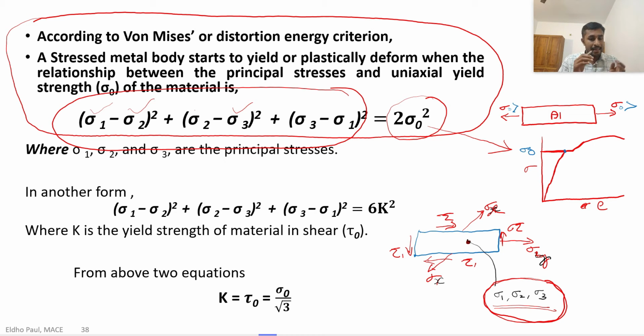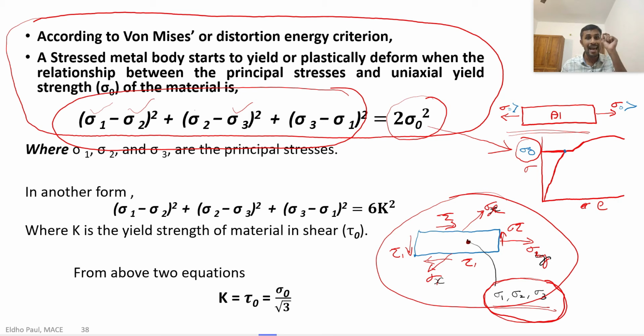And the left hand side of this equation, if it is equal to 2 sigma 0 square, what is sigma 0? It is the yield strength corresponding to uniaxial tension or compression. So if the left hand side value is equal to 2 into sigma 0 square, then there will be yielding of the body, or permanent deformation of this body.